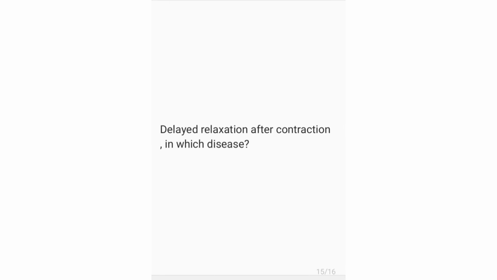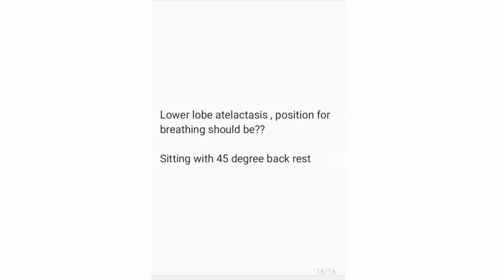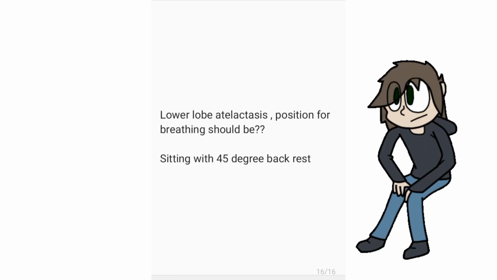Delayed relaxation after contraction in which disease? Lower lobe atelectasis: position for breathing should be? The answer is sitting with 45-degree backrest.